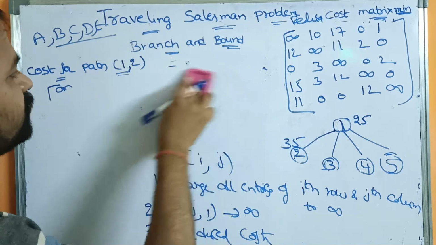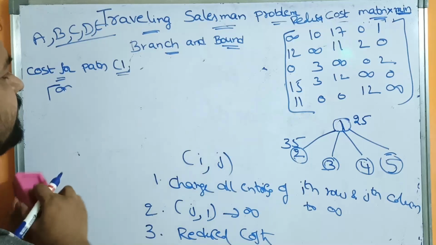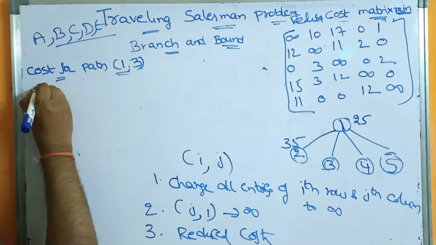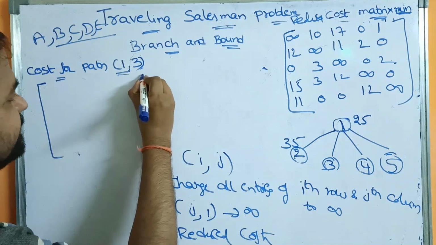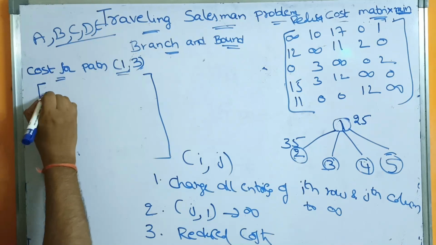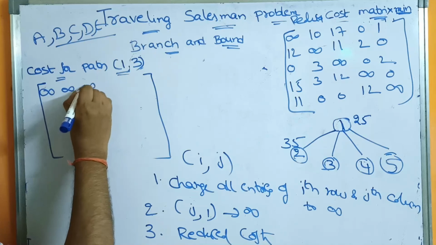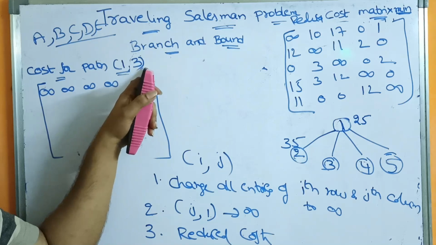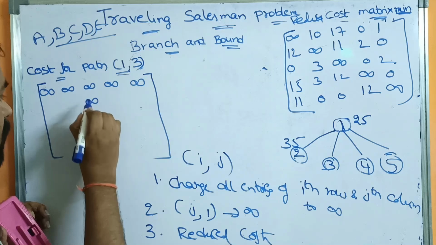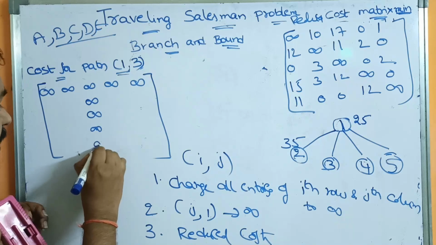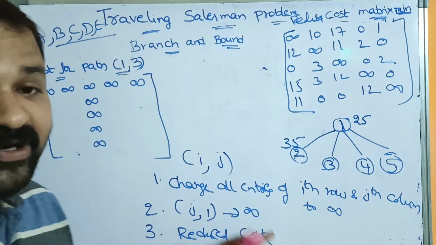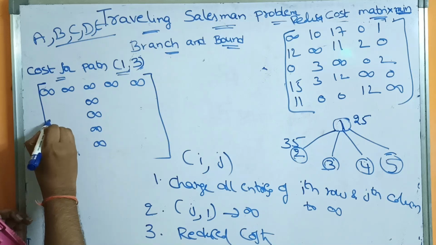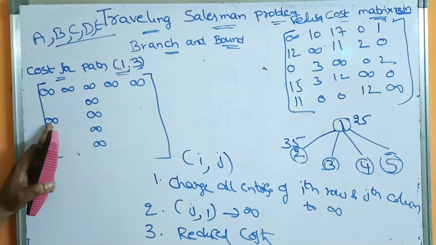Now let us find out the cost for the path 1 comma 3, based upon this matrix. Here i means 1, j means 3. So we have to make all the entries of the first row infinity, as well as all the entries of the third column infinity. And j comma 1, here j is 3, so 3 comma 1 also to infinity. This is the third row, first cell.